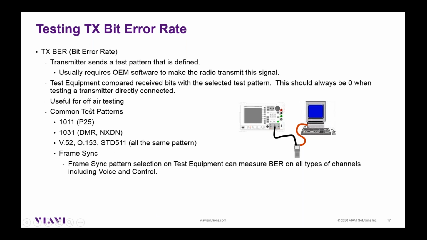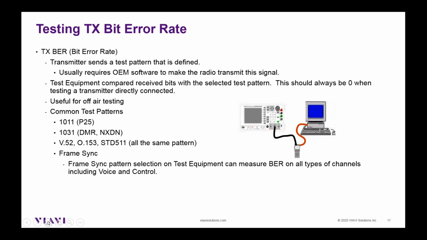But some of the common patterns that we would use is for Project 25, we use a 1011 pattern. NXDN, DMR use a 1031 pattern. Some base stations will use a V.52 or O.153 or a standard 511 pattern. All three of those patterns are identical with different names. So test equipment may only show one of those, but it's important to know that if the test equipment only offers a standard 511, that's equivalent to an O.153 or a V.52 pattern.